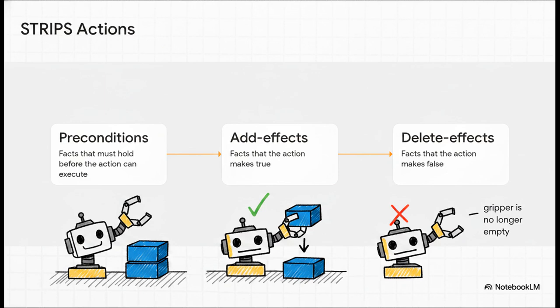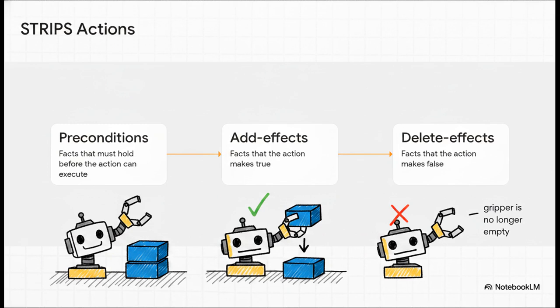First up, preconditions. These are the absolute facts that must hold before the action can even execute. Second, add effects, the facts the action actually makes true. And third, delete effects, the facts the action makes false. Let me give you an example.